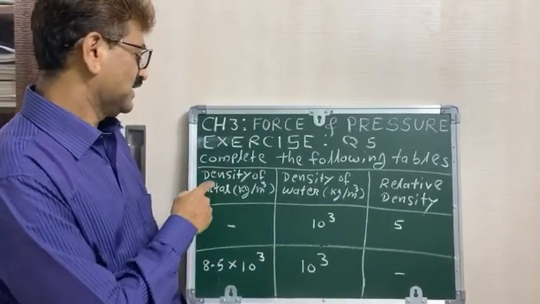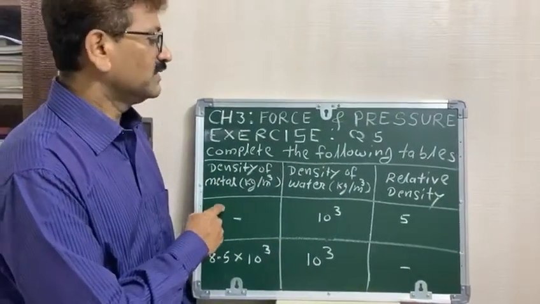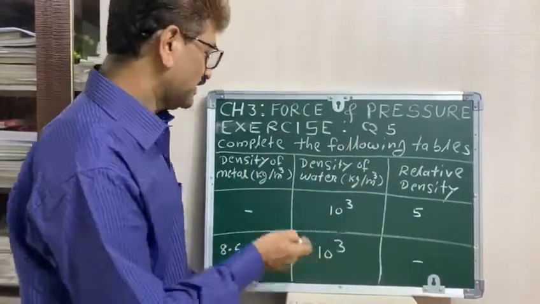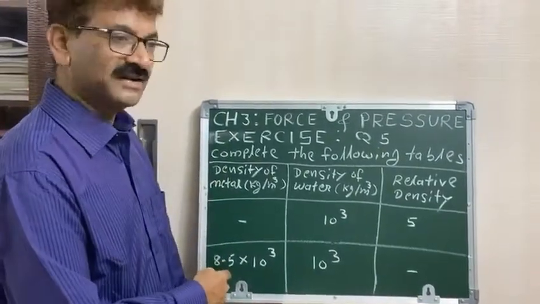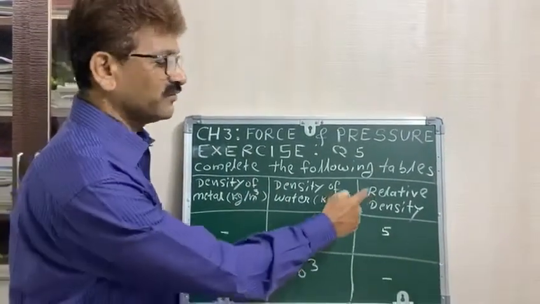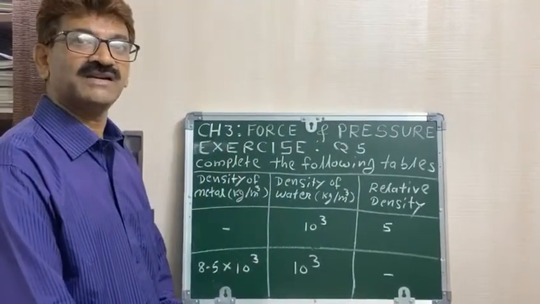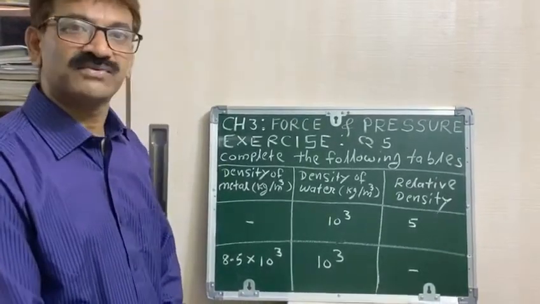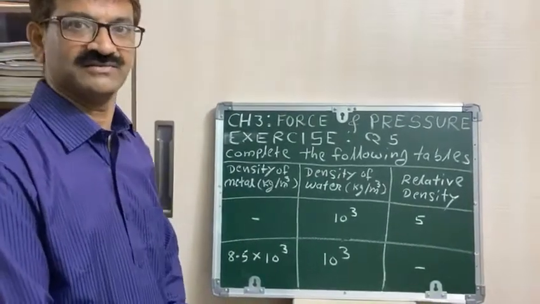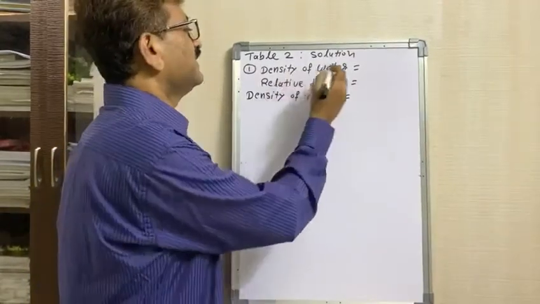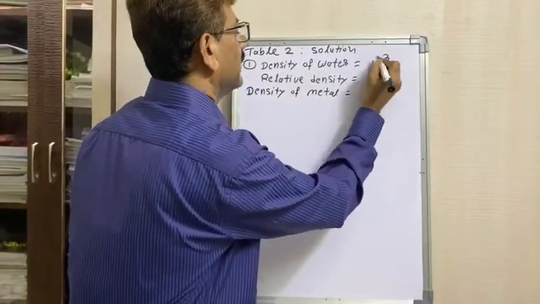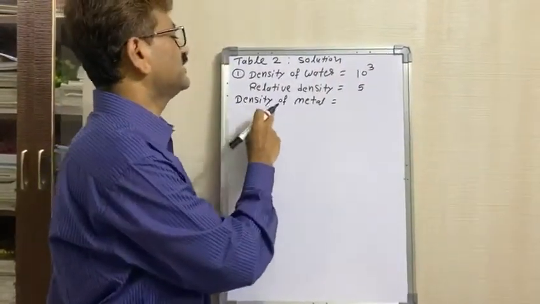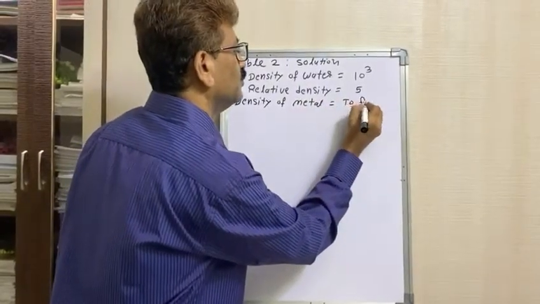Now in the first question, we have to find the density of metal. What is given? Density of water, that is 10 cube, and relative density is 5. In the second question, density of metal is given and density of water is given. We have to find the relative density. So for that we have to apply the formula. Relative density of a substance equals density of the substance divided by density of water.